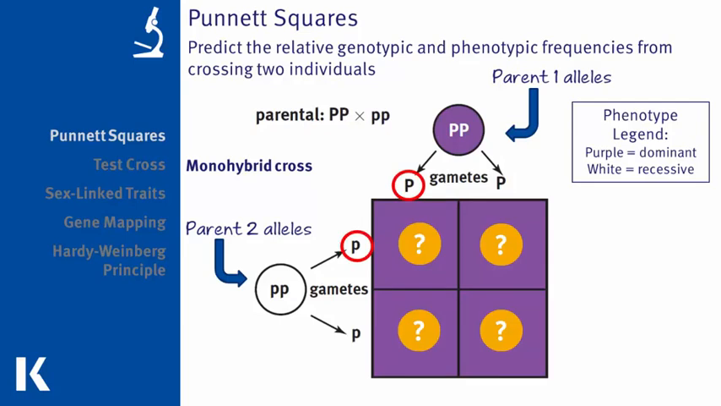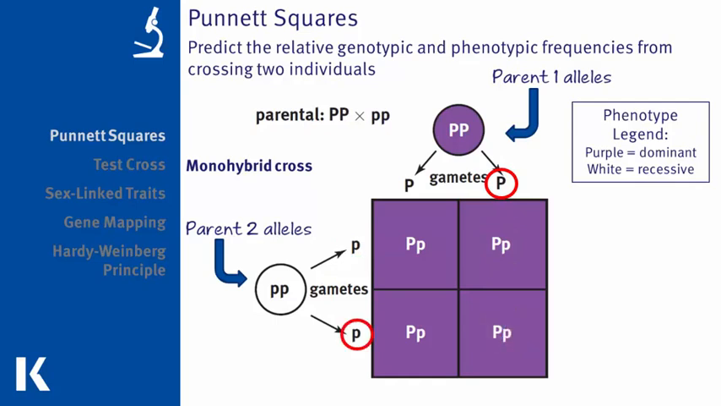We start in the top left corner and begin by crossing the dominant trait with the recessive trait. That gives us a heterozygous genotype. We now move down to the second allele from the second parent, and we combine the alleles again to make a heterozygous genotype. Moving to the top right, the combination of the second allele from the first parent and the first allele from the second parent again gives us a heterozygous genotype. Lastly, we combine the final two alleles to produce the final heterozygous genotype.